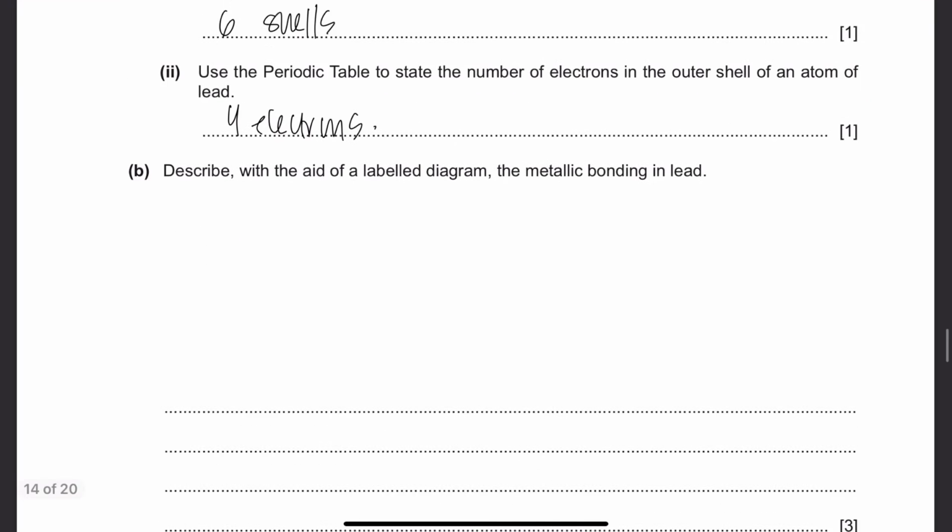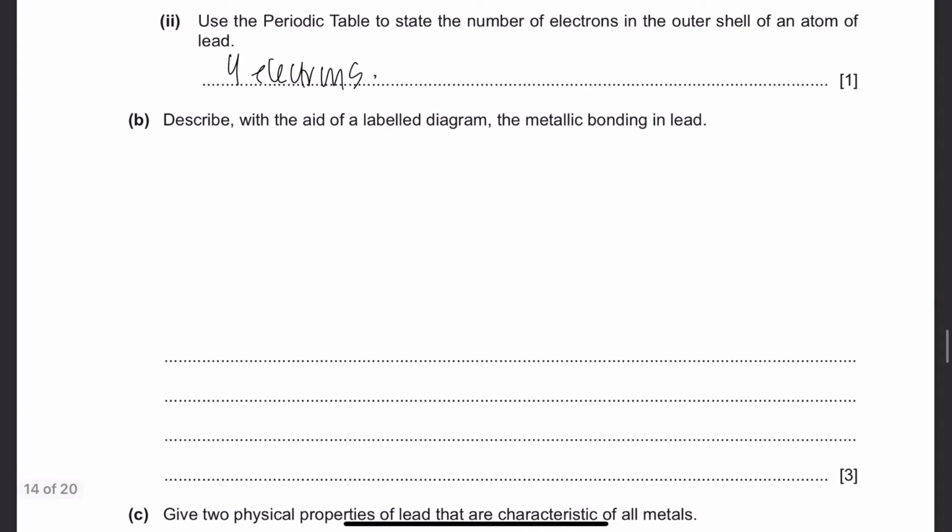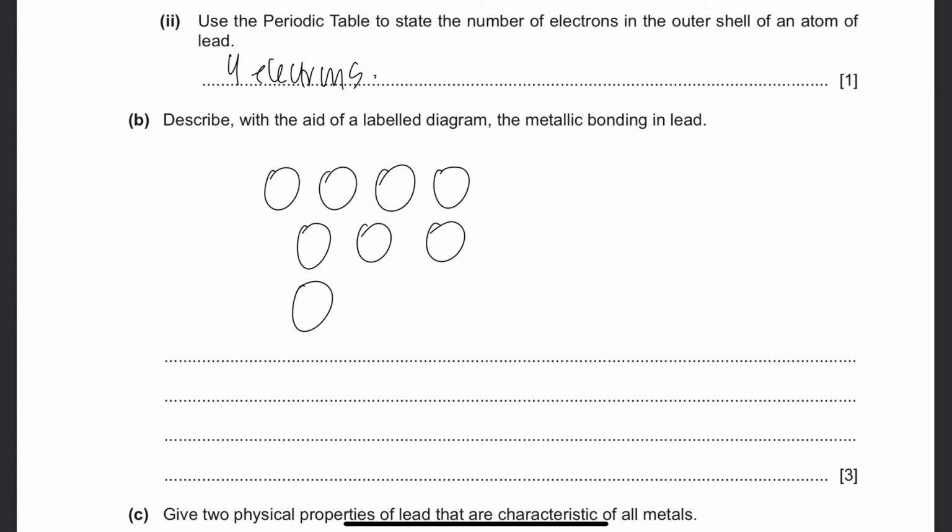Then describe with the aid of a labelled diagram the metallic bonding in lead. So how do you draw the metallic bonding, everybody? Easy, just make a regular lattice. So let's make that regular lattice. Let's make it right here. Let's make that regular lattice and just draw the delocalized electrons. And you will tell the examiner that e is equal to electrons.